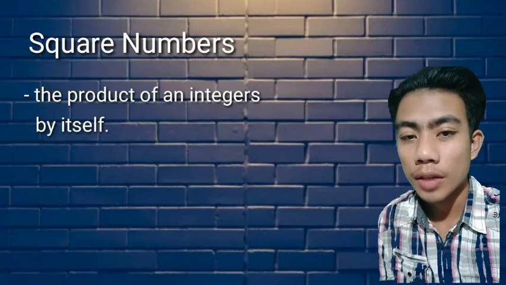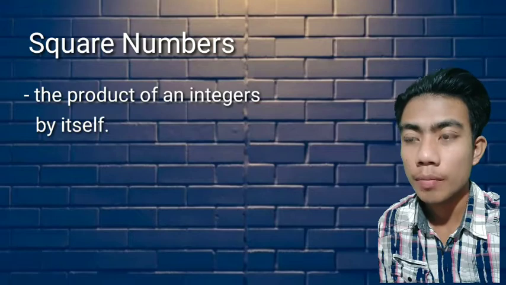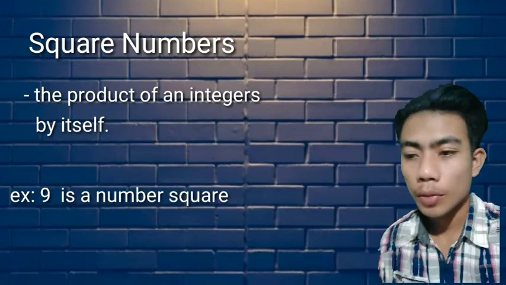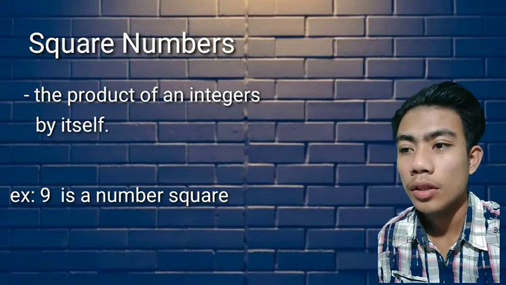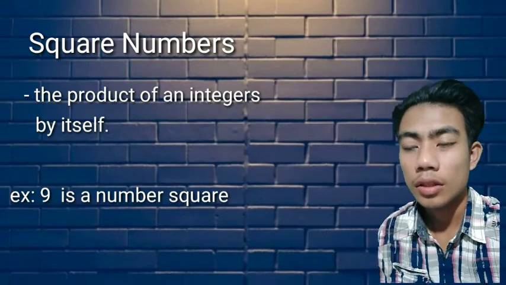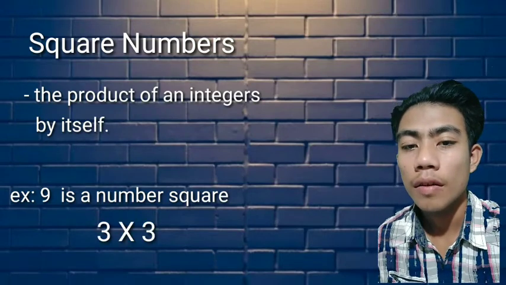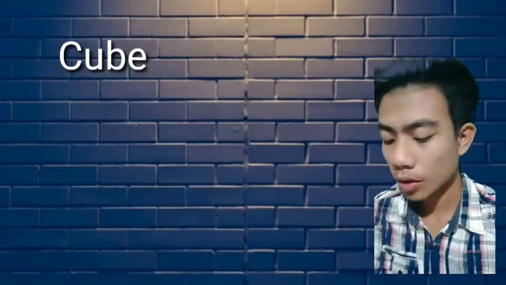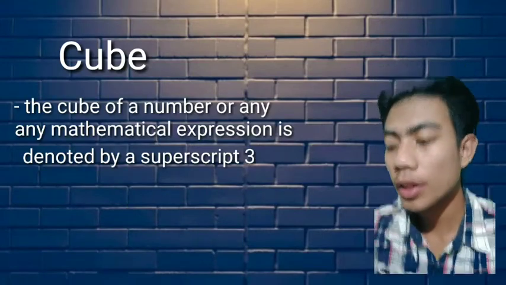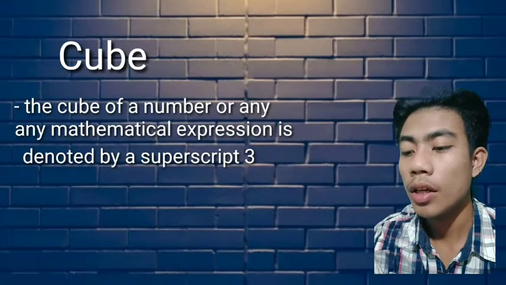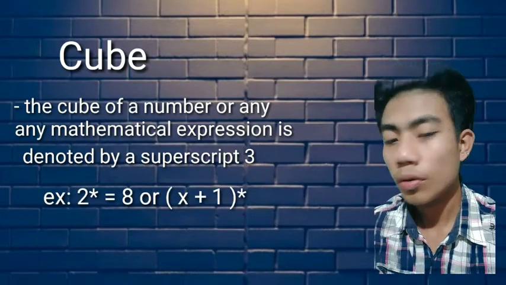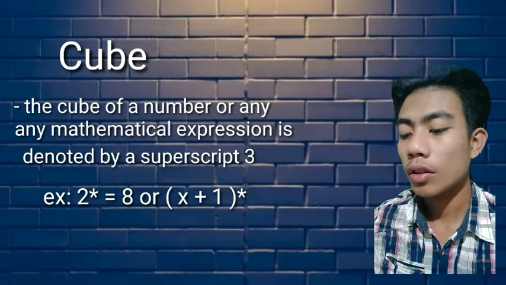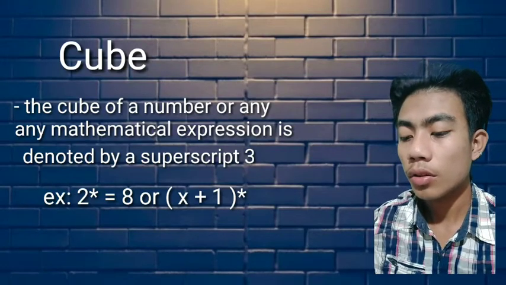Next is the square number. It is the product of an integer by itself. For example, 9 is a square number, since it can be written as 3 times 3. Then the cube: the cube of a number or any mathematical expression is denoted by a superscript 3. For example, 2 raised to 3 is equal to 8, or x plus 1 raised to 3.